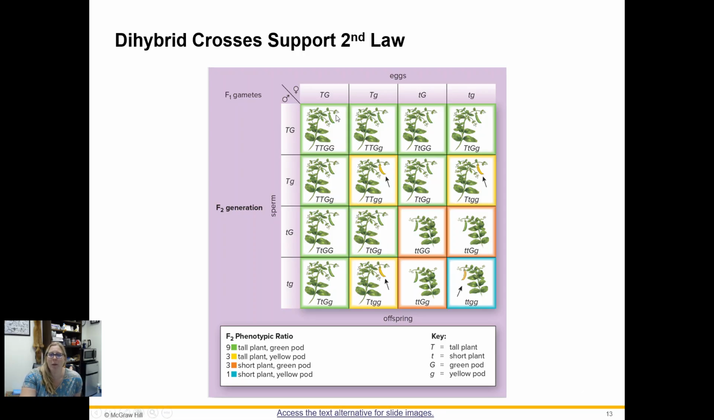And so when we talk about like this 9 to 3 to 3 to 1, again, it's when we talk about large batches, large sizes of things. We're not just looking at a single chance. If I were to plant 16 seeds, I guarantee you this would not be the outcome, because fertilization has the same potential outcome for every single fertilization event.